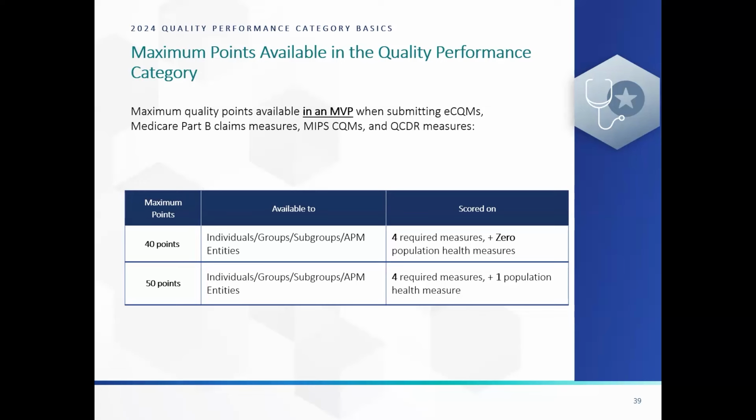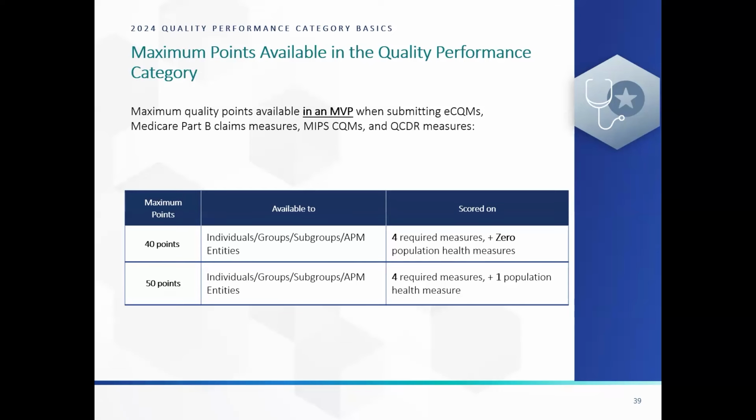So now I'm going to discuss maximum achievement points available in the quality performance category in relation to an MVP. So again, this is in relation to submitting an ECQM, a Medicare Part B claims measure, a MIPS CQM, and a QCR measure. So in this table, you will see on the left-hand side, which is the left column, maximum points. In the middle, it's who these points are available to. And on the right-hand side, which is the right column, this relates to who is being scored on what.